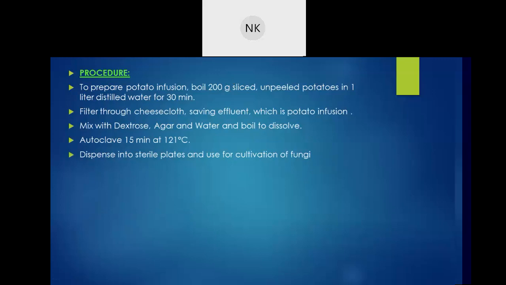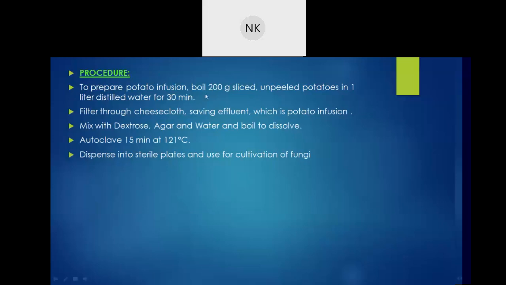What happens when you use the unpeeled potatoes is that usually soil or mud present on the peel also acts as a source of microorganisms. But as you keep it for sterilization, whatever soil-containing microorganisms are on the peel, on the cover of the potato, can be killed off or inhibited.